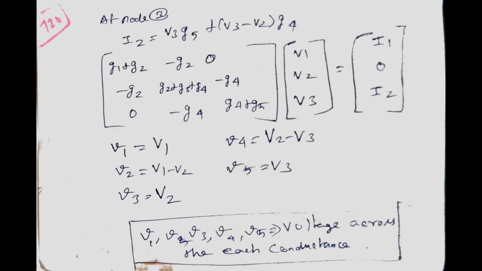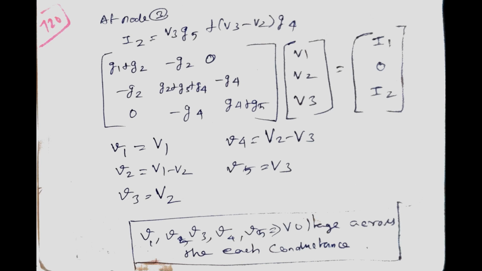At node 2, G2, G3, G4 elements are meeting. So G3 across the voltage is V2, G4 across the voltage is V2 minus V3, G2 across the voltage is V2 minus V1. So we form the second equation: V2 G3 plus (V2 minus V3) G4 plus (V2 minus V1) G2 is 0.